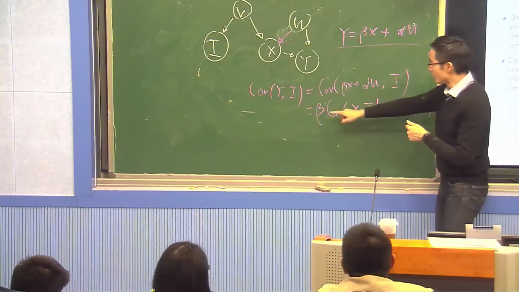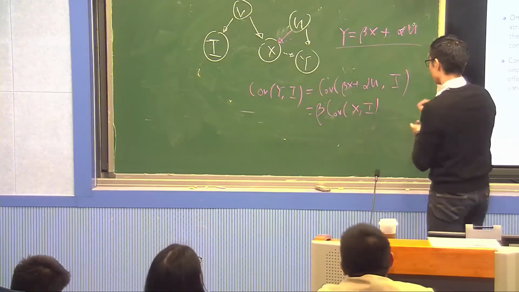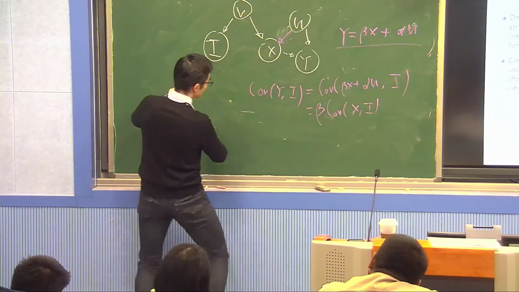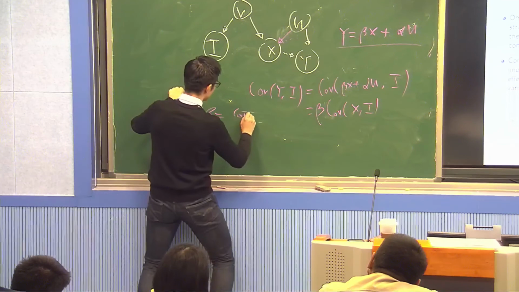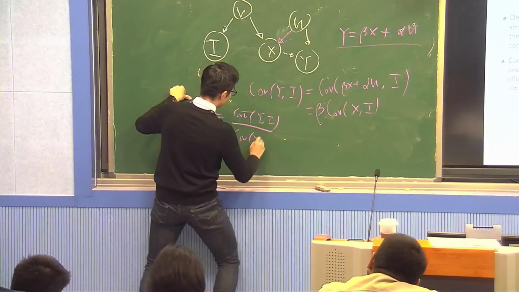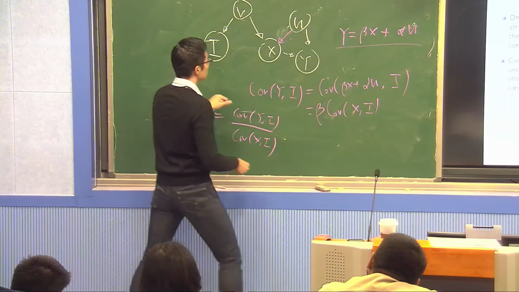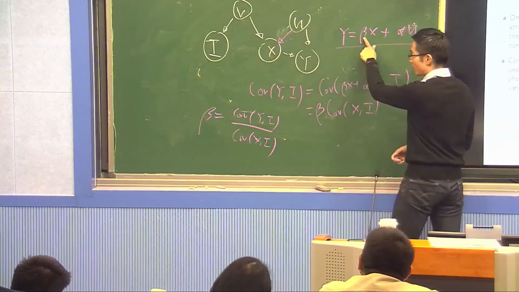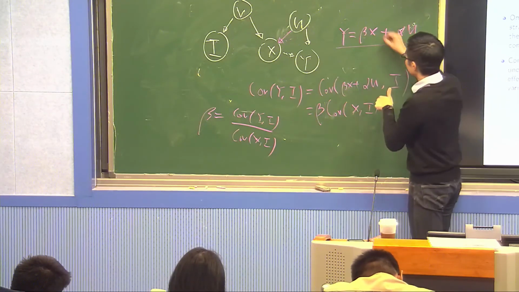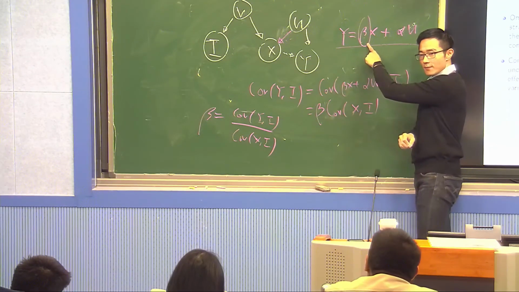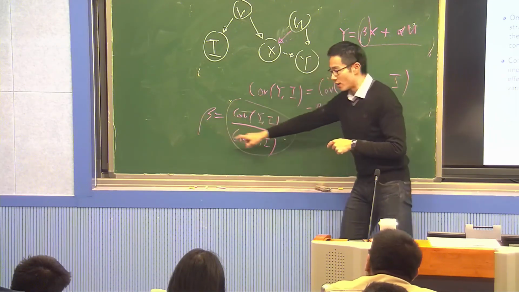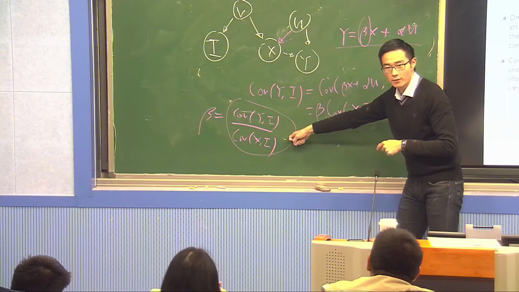So in other words, beta is the covariance of y and I divided by the covariance of x and I, and this beta is our causal effect because we are interested in the causal effect of x on y. If I make this parametric assumption, then this beta is the causal effect. So we can immediately get the causal effect from this.